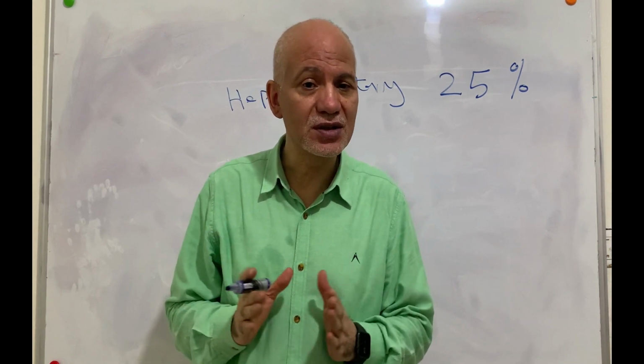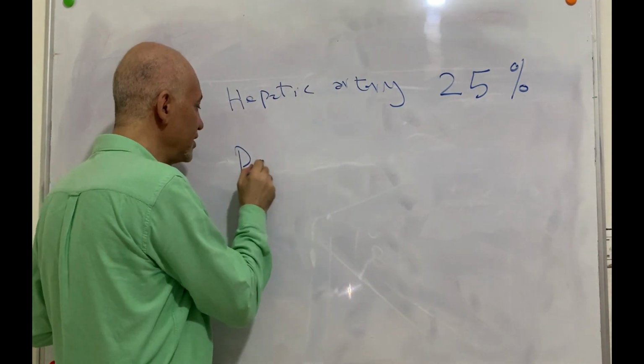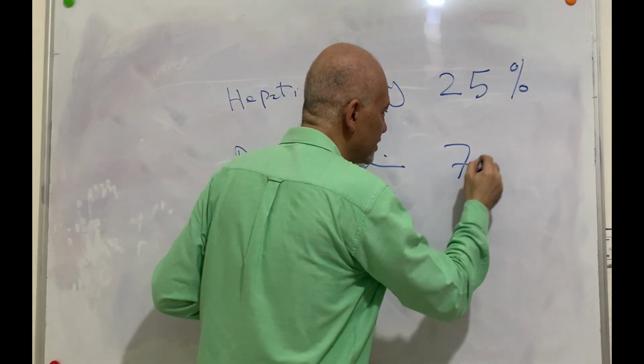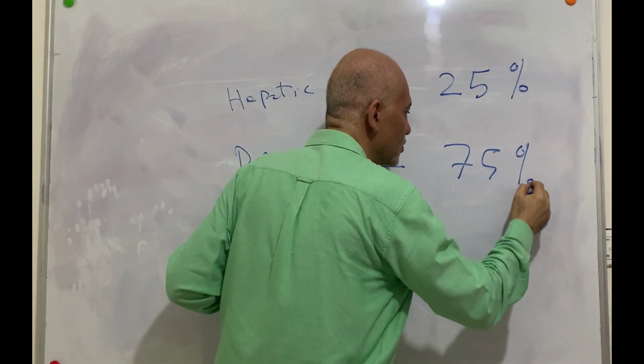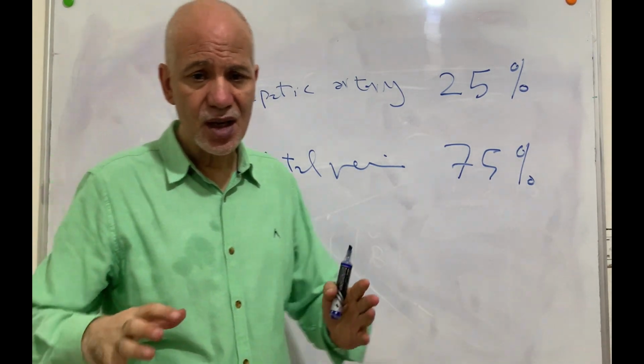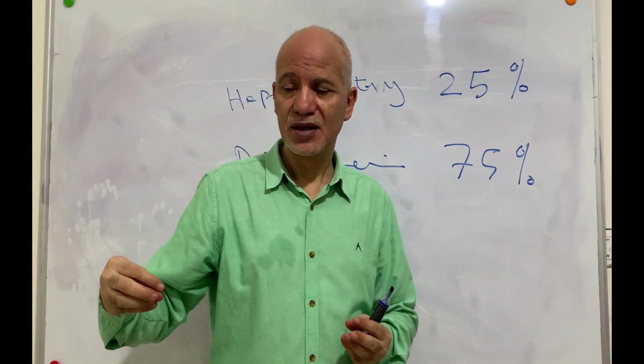75% comes from what? From the portal vein. The portal vein gives 75% of the supply of the liver. Why? The portal vein carries blood from the GIT.